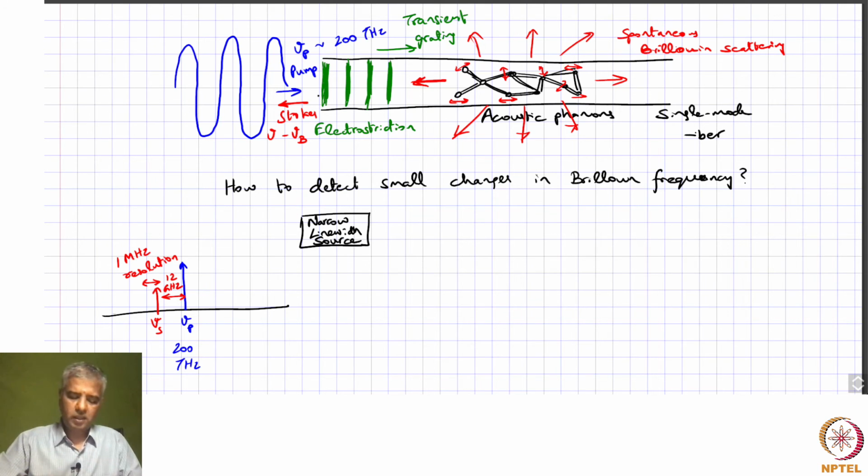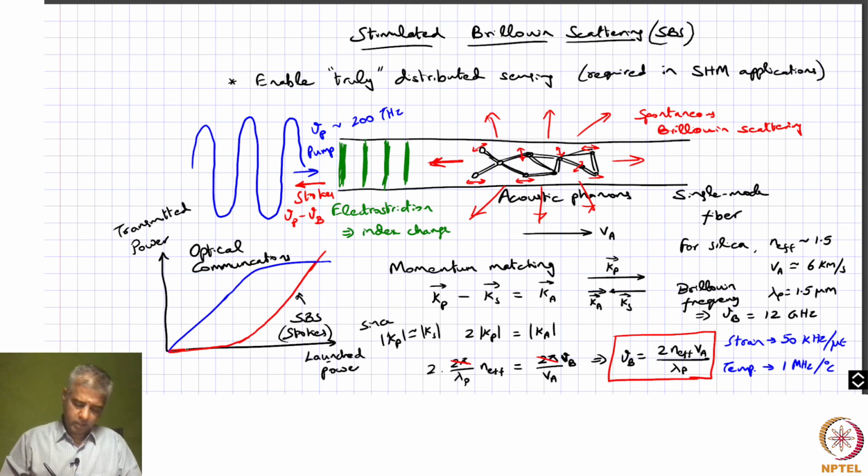But the point is, what I was talking about with respect to this narrow line width source is that only when you have close to a monochromatic wave can you get this very nice grating which enhances the backscattered signal. That is when you can really go up in terms of the power that you have. Okay.